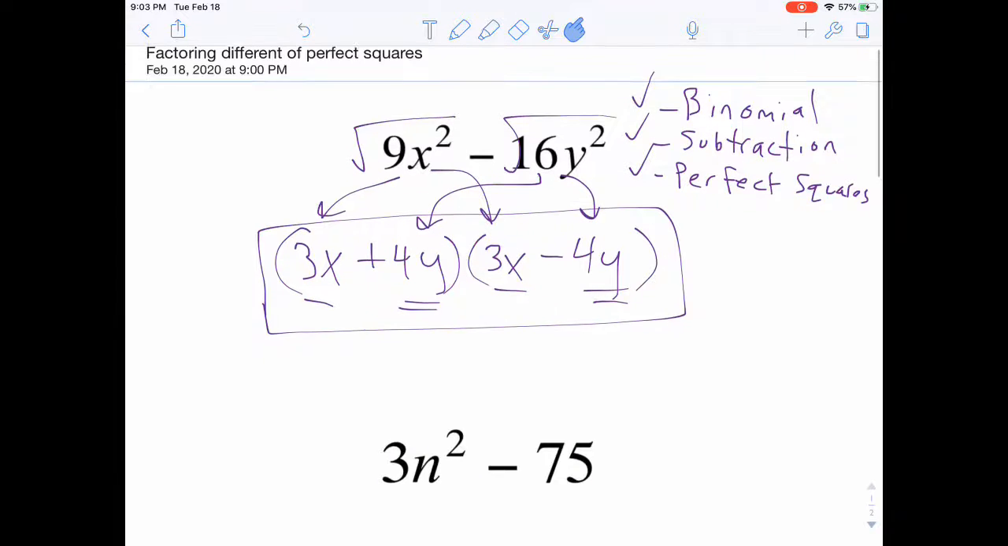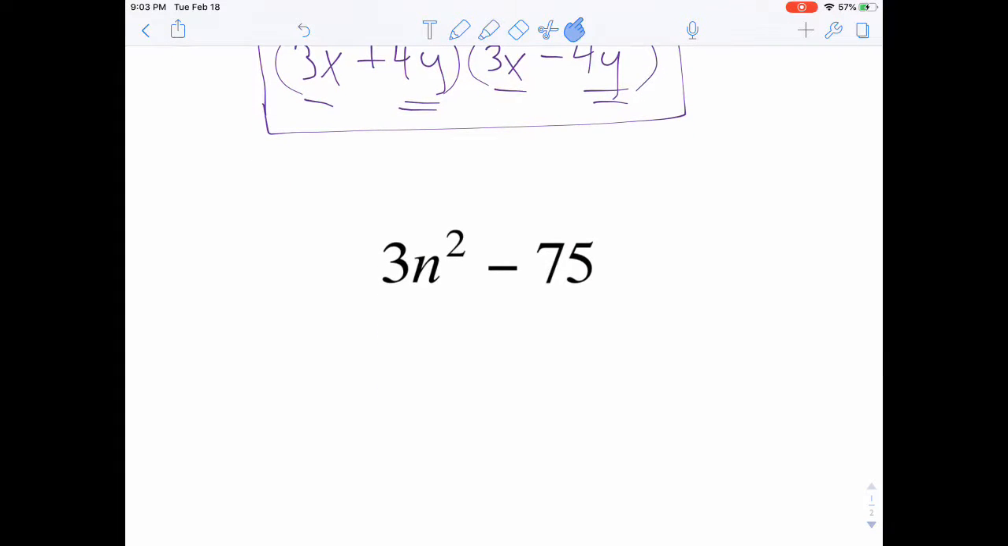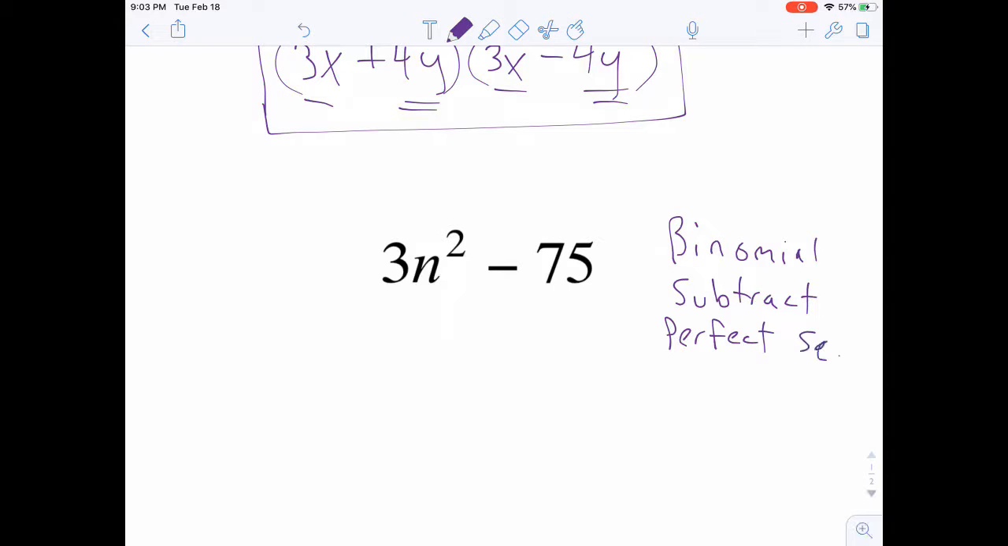Another example here, down below, 3n squared minus 75. Now if I went through, yes, there's a binomial. Yes, there's a subtraction sign. But are these perfect squares? No. Well, before I even check to see if I could factor by difference of perfect squares, I do need to look to see if there is a GCF, a greatest common factor, which we did in the previous video.